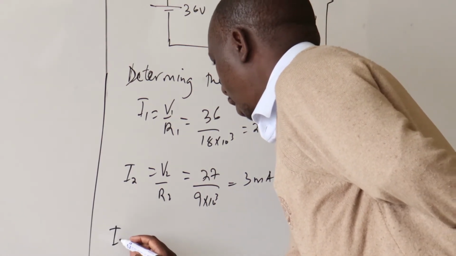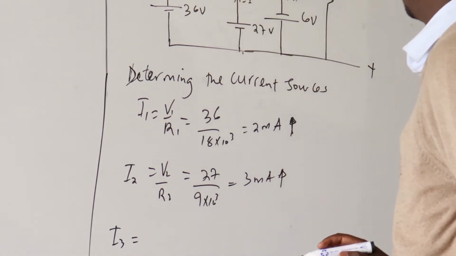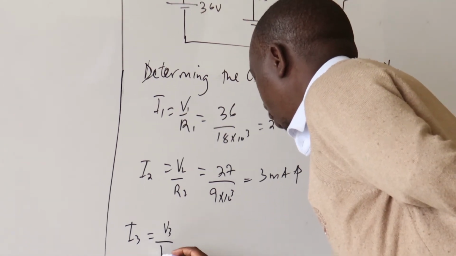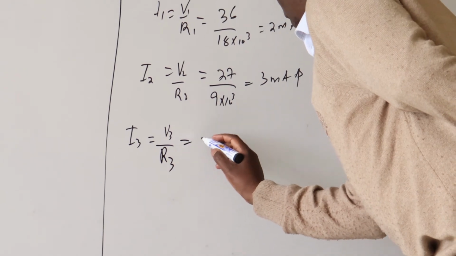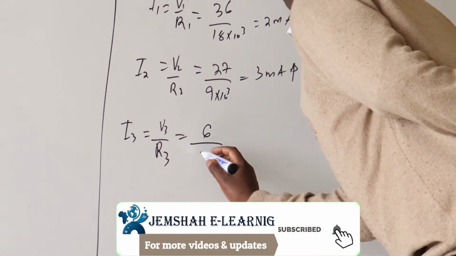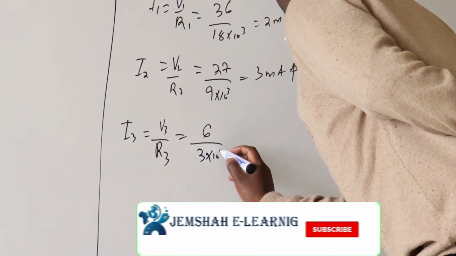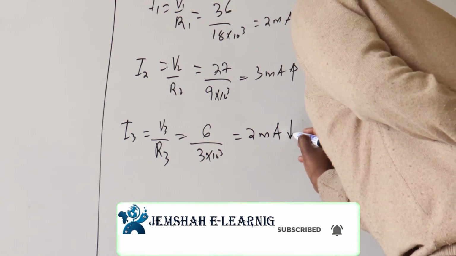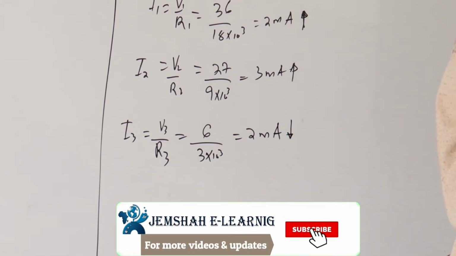The direction of I3, we shall have V3 over R3. V3 is 6 volts. R3 is 3 times 10 power 3. We shall have 2 milliamps, but the direction is facing down.